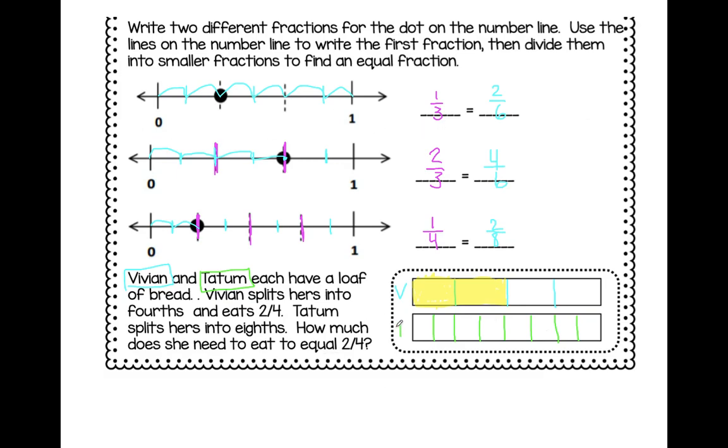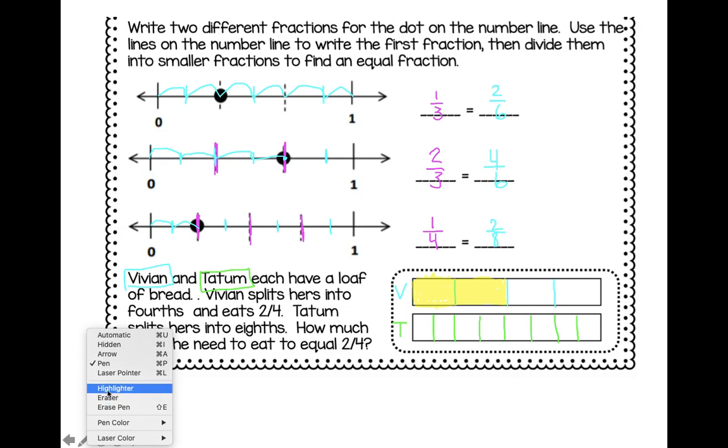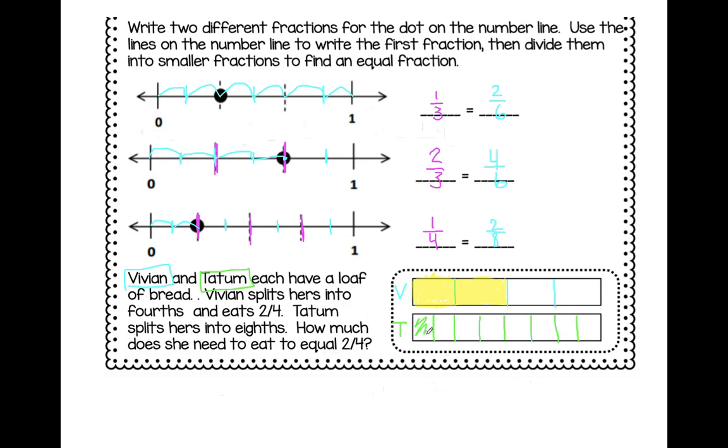And this is Tatum's. To ask you, how much does she need to eat to equal 2/4? So how many pieces does she need to eat to make 2/4? She would need to eat 1/8, 2/8, 3/8, 4/8. So we can write that 4/8 is equal to 2/4.